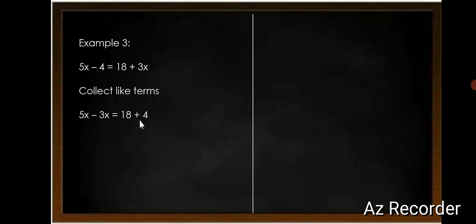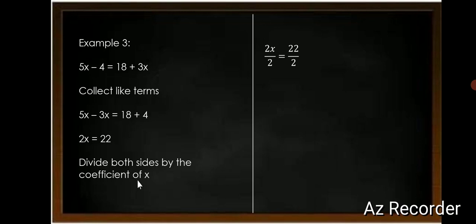18 plus 4 will leave us with what? 22. We now have 2x equals 22. So we'll divide both sides by the coefficient of x, which is 2 in this case. Dividing the left-hand side by 2, we'll be left with 1x, which we'll write as x. And when 2 divides 22, we'll have 11.